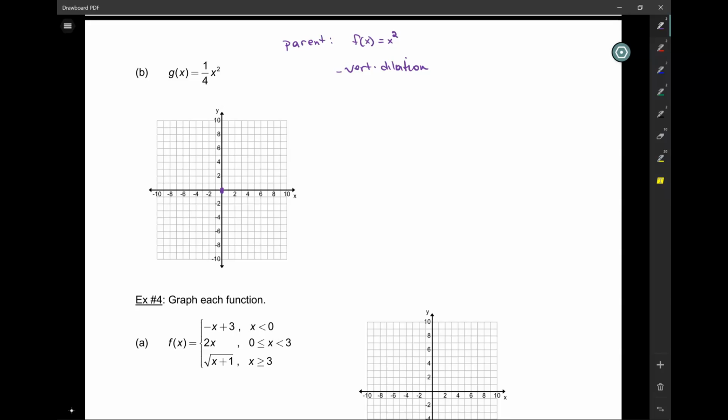We're like, okay, x is 1, y is 1/4. x is 2, y is 1. You can do that. And then you mirror on the other side. If I go over 1, instead of going up 1, it's 1/4. If I go over 2, instead of going up 4, it's 1/4 of that, 1. And then I mirror them on the other side. How I got those points makes no difference to me.